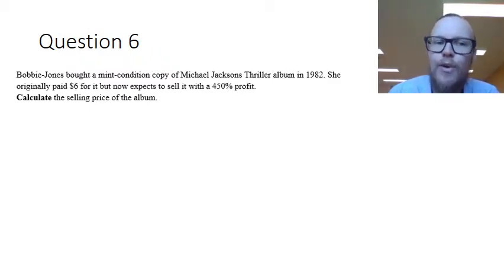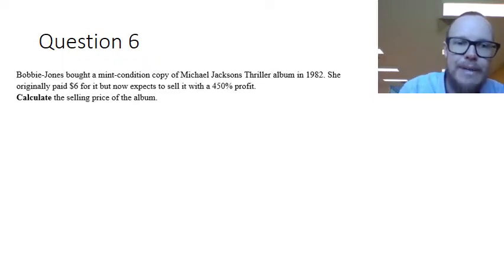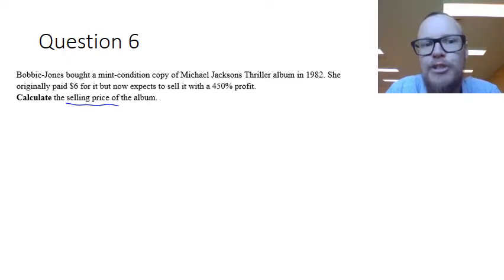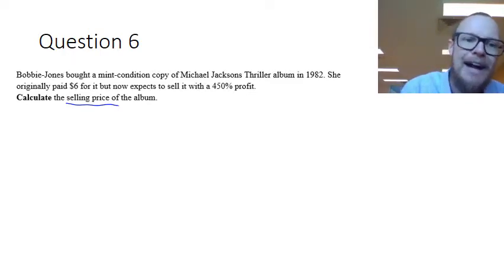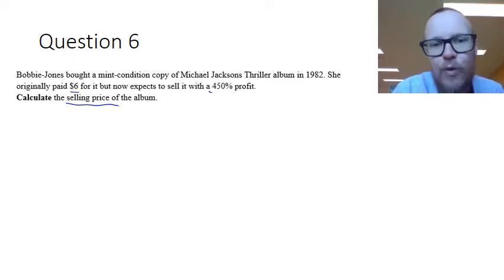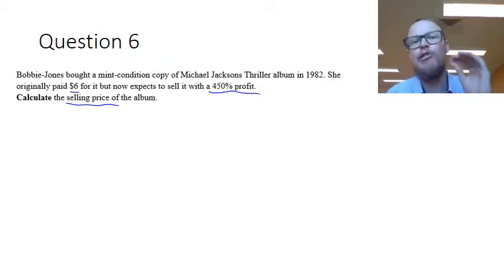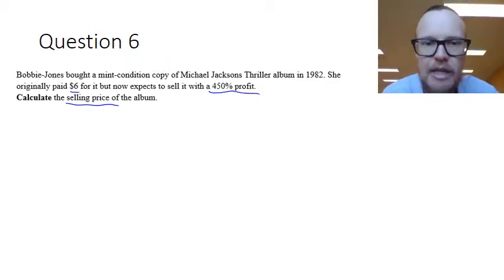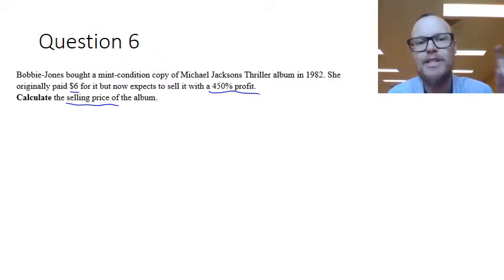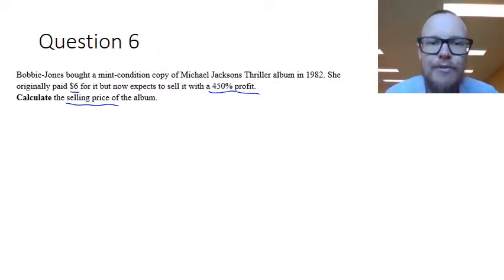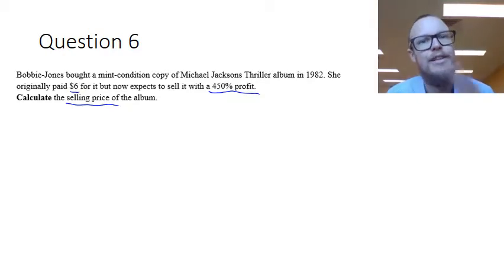We are being asked for the selling price. So how much Bobby Jones is selling it for. She pays $6, she makes 450% profit on top of that $6. So a lot of students worked out 450% profit, and then they said, well, that's the amount that we're selling it for. But that doesn't take into account the amount that Bobby Jones originally paid for it.